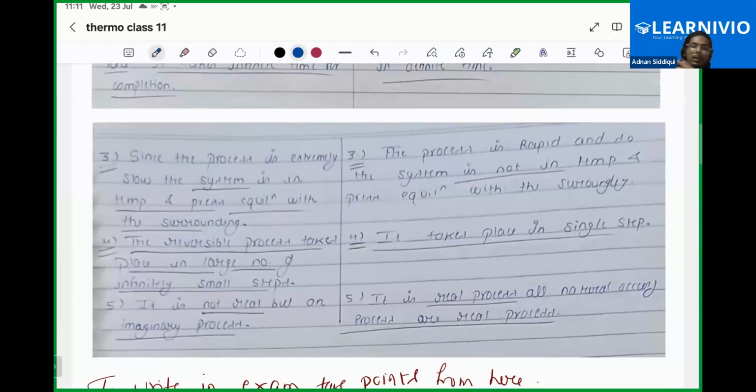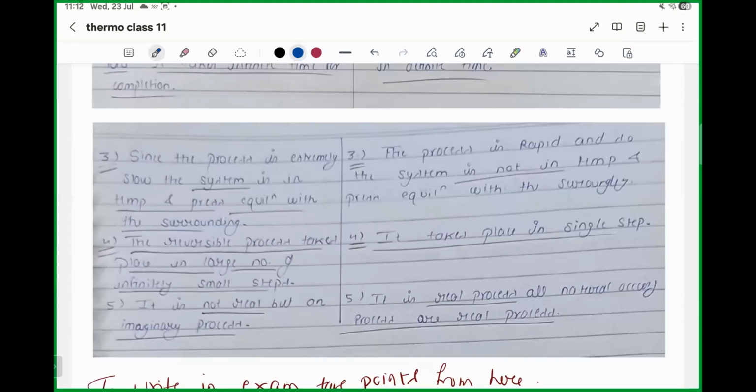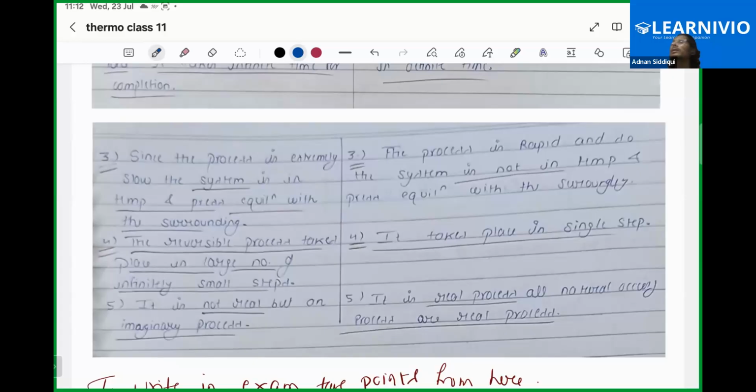Suppose this is my small thing, my small earbuds basically. I will be needing so many of these earbuds, and it would take me infinite time to complete my reaction. So we consider it an imaginary process. Reversible is sort of an imaginary process. So won't it be reversible by just doing it once? No, it won't be considered reversible.